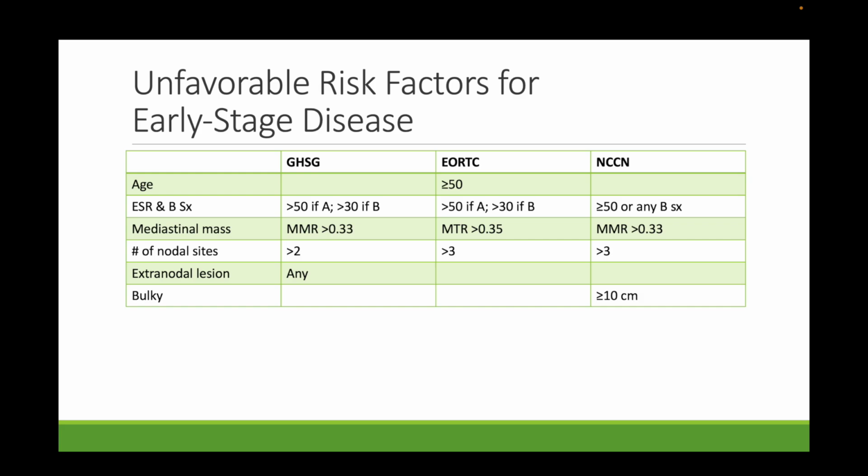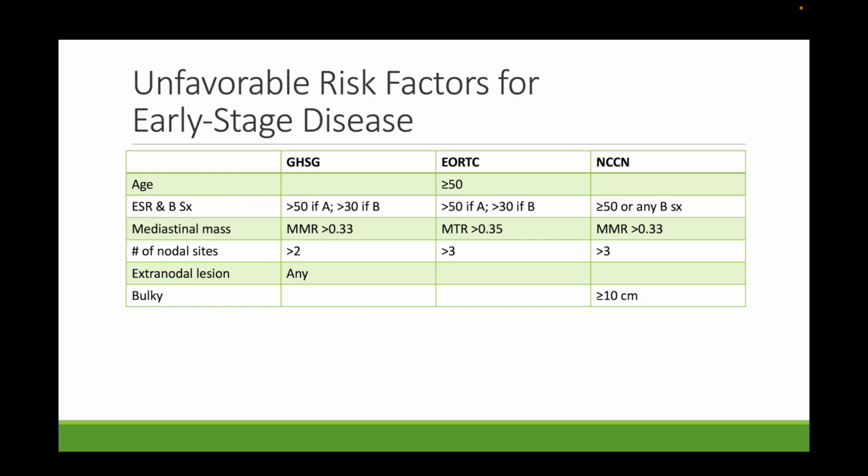Now we're going to move on and talk about some EORTC studies for early stage favorable. And so I want to take a moment to go back to the risk factors and talk about what qualifies as early stage favorable per the German versus EORTC. For EORTC, the biggest differences compared to the German criteria are that 1 to 3 nodal sites are considered favorable, whereas for German, only 1 to 2 were considered favorable. If you had 3, that automatically made you unfavorable.